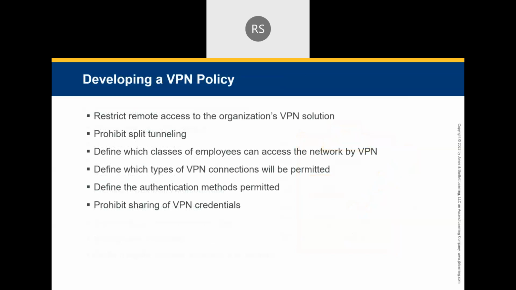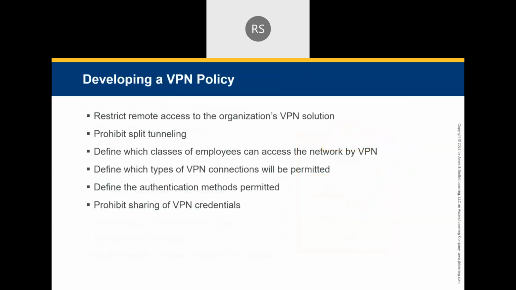Now, a couple of things to keep in mind when you're developing a VPN policy. You want to limit access to the organization's VPNs to authorized users only. So you want to make sure that only those approved individuals can connect remotely. Once again, you want to disable split tunneling, and that prevents users from simultaneously accessing both the VPN and the public internet. So this reduces security risks that are associated with any potential exposure.